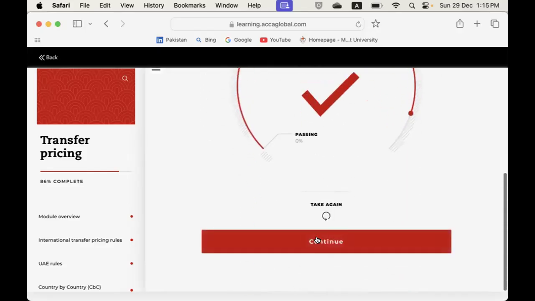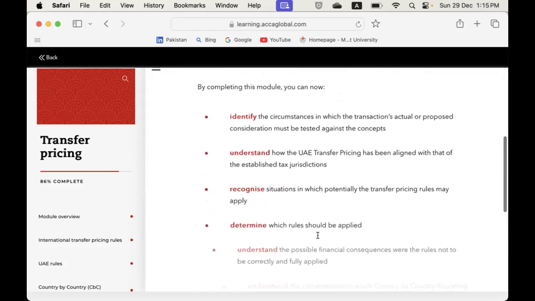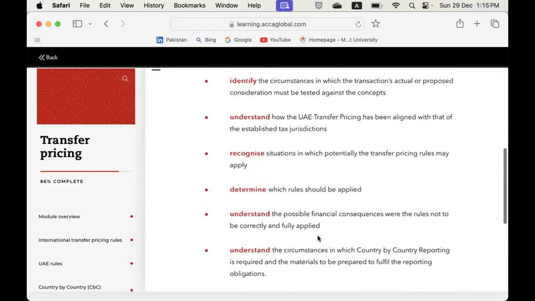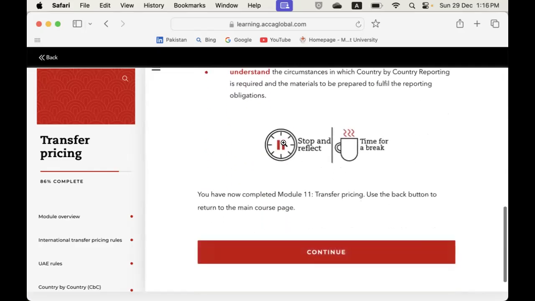So today's transfer pricing session was quite important, and we have been able to read through all of the objectives of the course. Inshallah, let us meet up on the next Sunday with the next module.